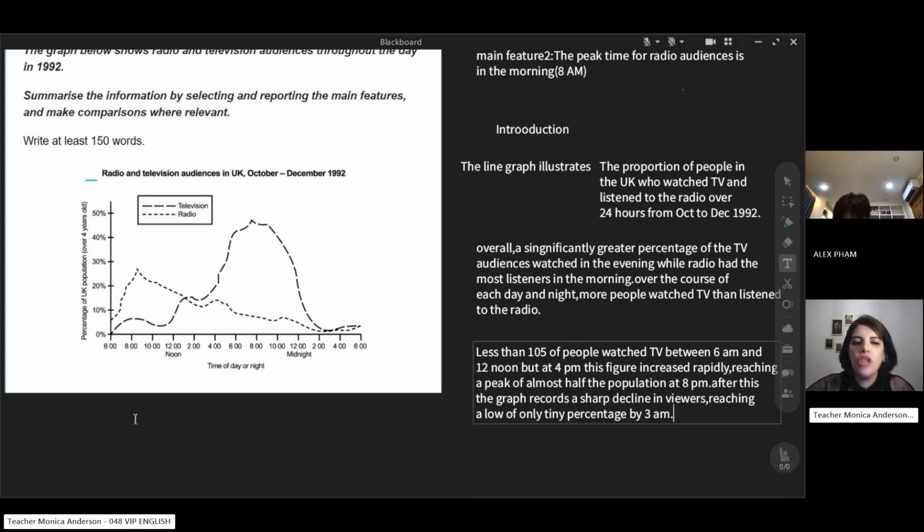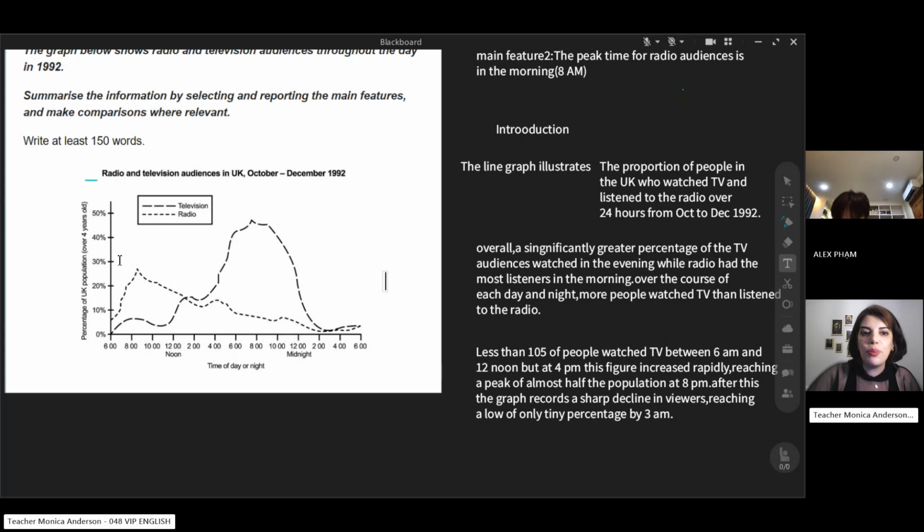That's it. So let's move on to the second paragraph, and the last paragraph of my essay. It's about radio. Main feature 2, the peak time for radio audiences. Because we discussed television, it's good to make a comparison. So I want to begin my paragraph. I can say, on the other hand, because I want to discuss radio.